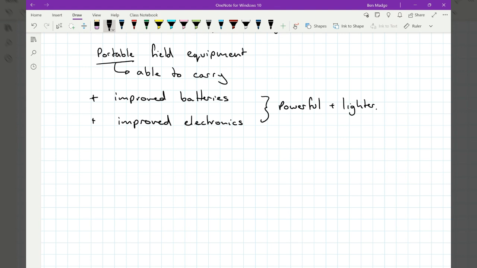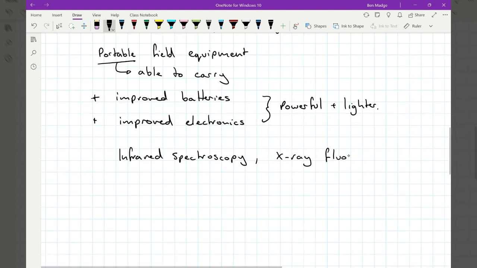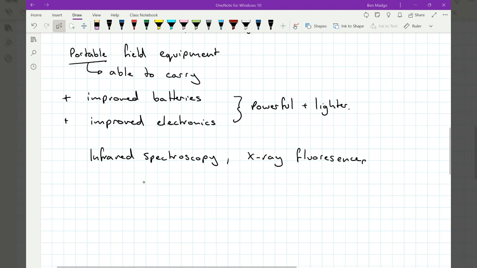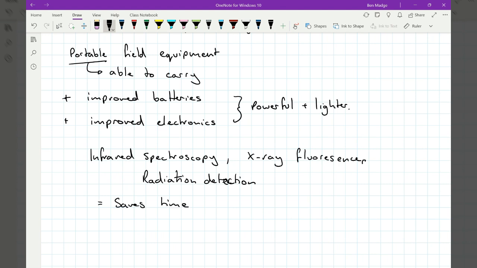So you get things like infrared spectroscopy, X-ray fluorescence, and radiation detection. This saves time because it's immediate. You don't have to send it off to a lab to get your results, to refine your search. So there's no delay anymore, and that speeds up your search.